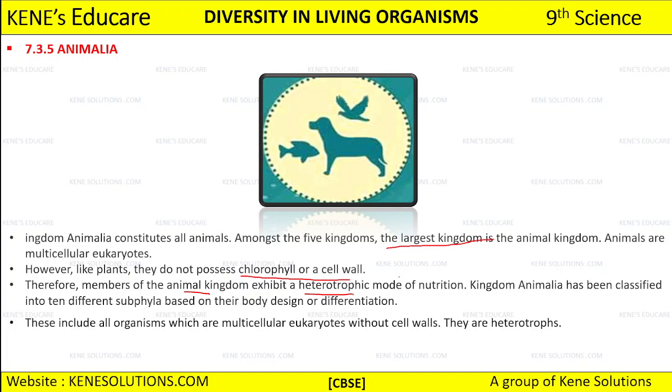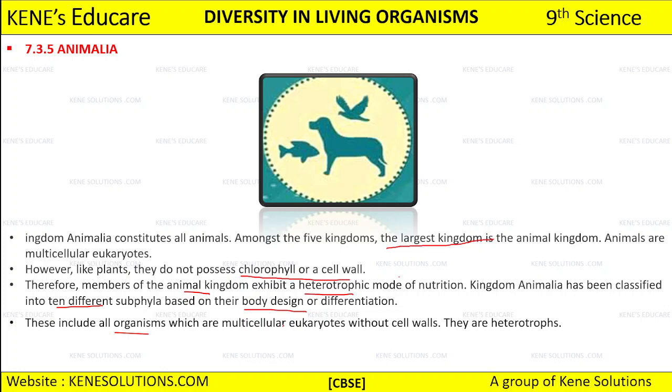Okay, so kingdom Animalia, we can classify into 10 different phyla based on the body design or differentiation pattern that they show. This includes all the organisms which are multicellular eukaryotes without a cell wall. As I said in the first sentence, they are multicellular eukaryotes. They do not have chlorophyll, they do not have a cell wall, and they have a heterotrophic mode of nutrition. That is, they are dependent on other plants and animals for their food.